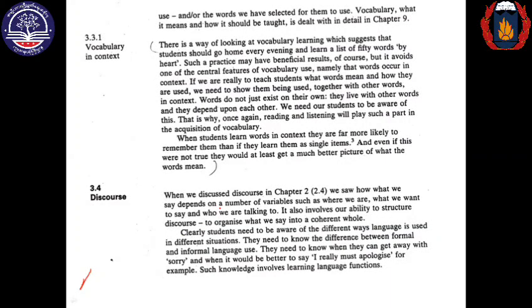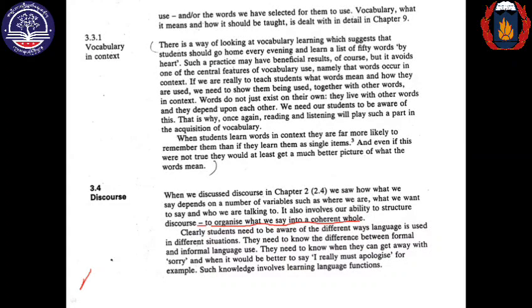Depending on a number of variables, such as where we are, what we want to say, and who we are talking to, it also involves our ability to structure discourse. Discourse means to organize what we say into a paragraph.